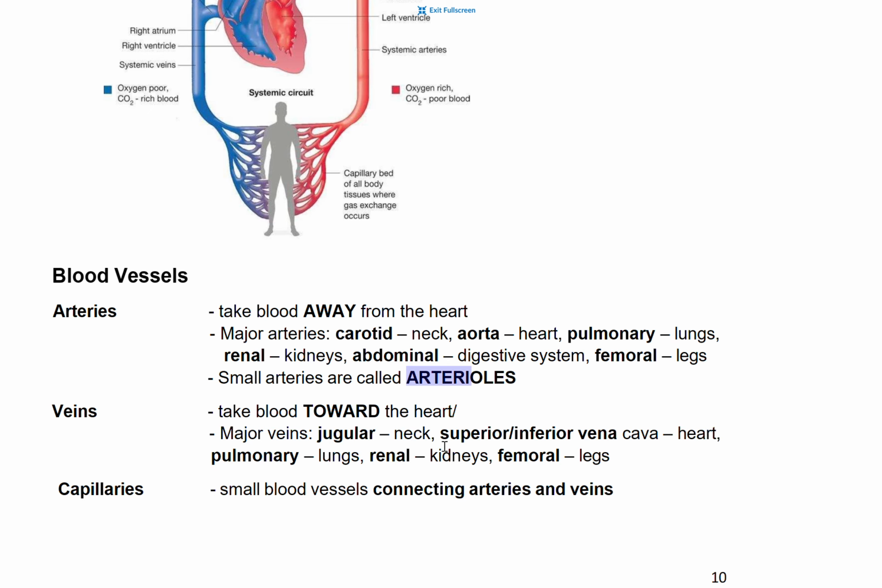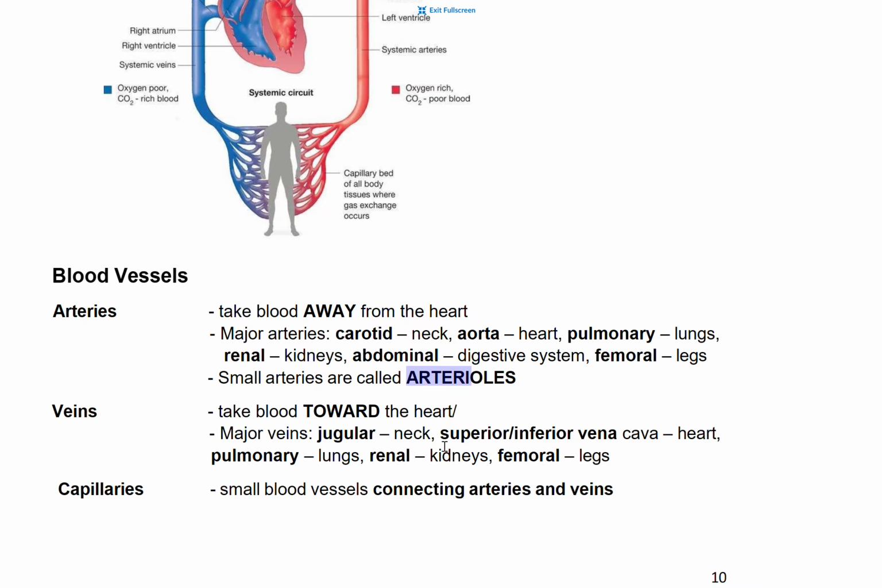We talked about the superior and inferior vena cava. The pulmonary vein comes back from your lungs. The renal vein comes back from your kidneys. The femoral vein comes back from your legs, and it's a long distance from your legs to your heart. So that's basically one of the longer ones.